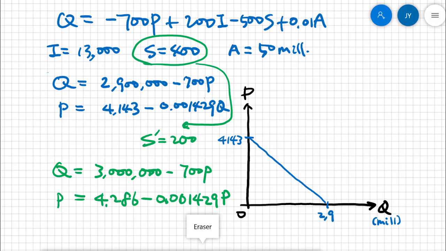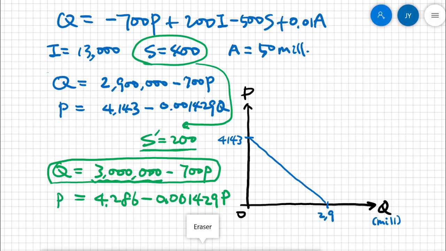So when the price of software changes from 400 to 200, as you see here, then you recalculate the demand function to a simplified one here, which has different intercepts, 3 million instead of 2.9 million, but it has the same slope, minus 700p, as before, right?